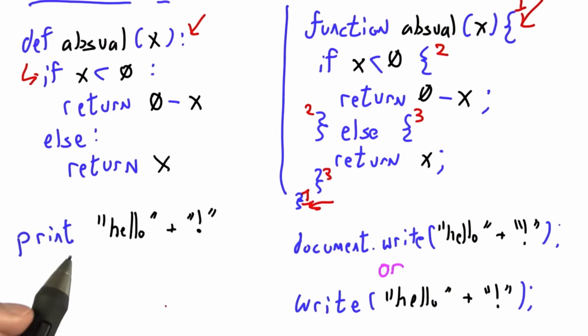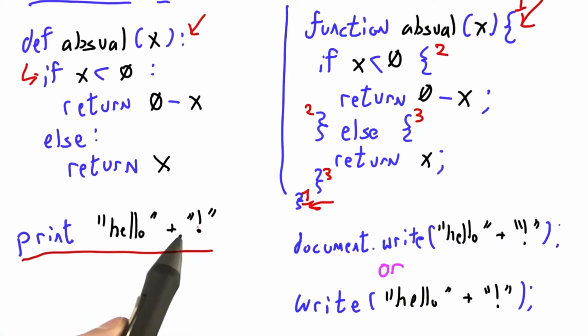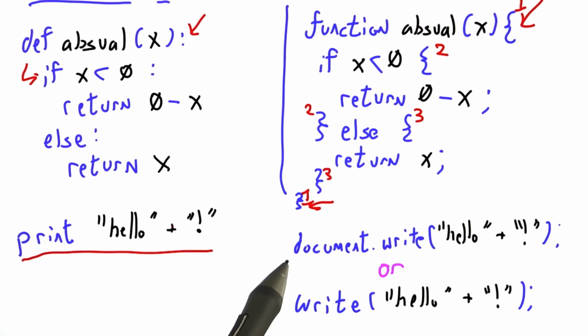One of the most important operations in any language is printing out information, displaying it to the screen, so that we can see the result of a computation, or just to help us debug. In Python, we use the print procedure. We pass it a bunch of strings. Here I'm adding together the strings hello and exclamation mark to make a very enthusiastic greeting. Hello! Over here on the right, I'm showing the same thing in JavaScript.